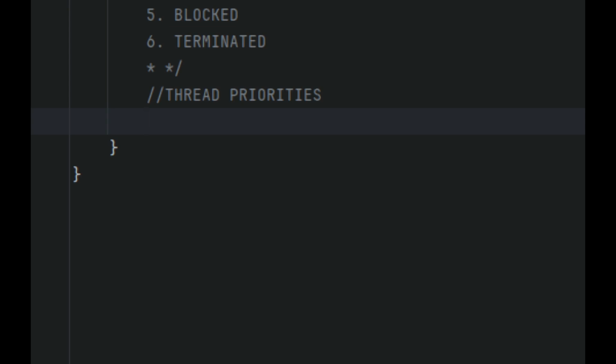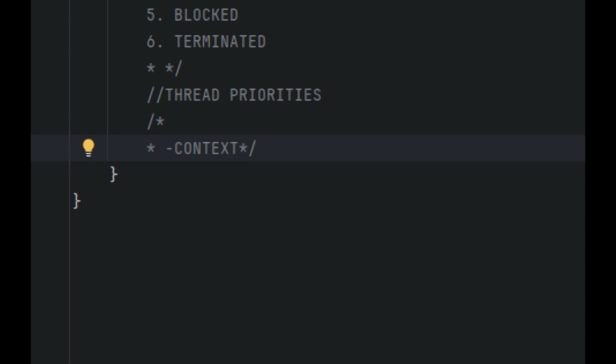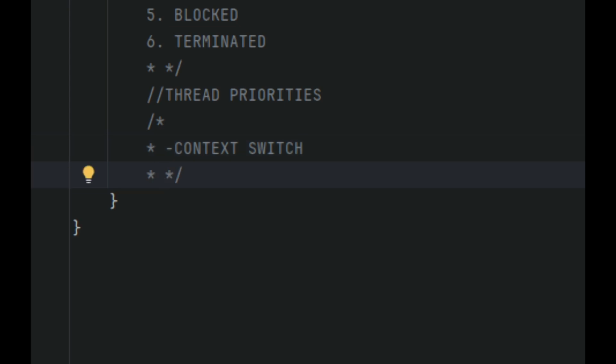Now the process of switching from a running thread to the next thread is called context switch. This process is known as context switch. Okay, it's important that we call it context switch. When we are switching from a running thread to the next thread, we call that context switch. There are rules that determine when context switching takes place.